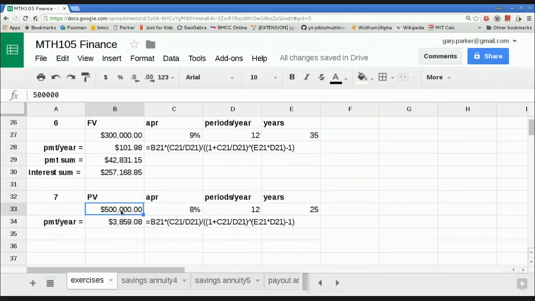Now I'm ready to retire, and I want to start collecting that money. And so I wanted to calculate how much money I can take each month so that over 25 years, collecting money once a month at 8%, again, 8% is what the lending or the saving institution is going to pay me for keeping this money in there. Now I'm drawing down the money.